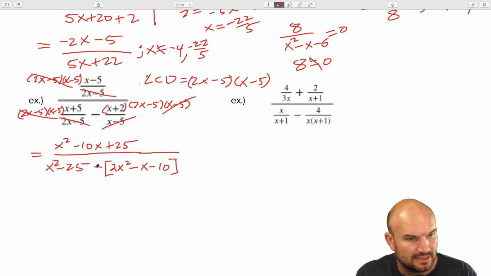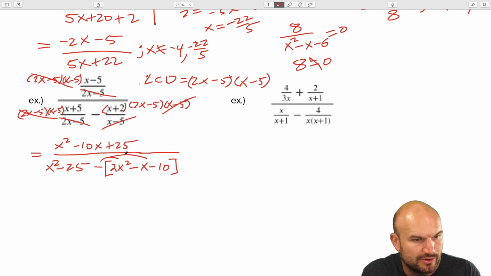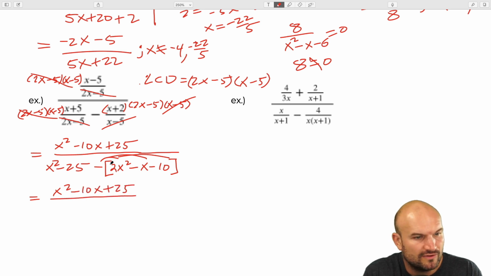Whew, okay. So then I can just go ahead and distribute and then combine like terms. So I'll get a x squared minus 10x plus 25. And then over here, let's see, that's going to leave me with a negative x squared plus x. And then that'd be a plus 10, so that'd be negative 15.